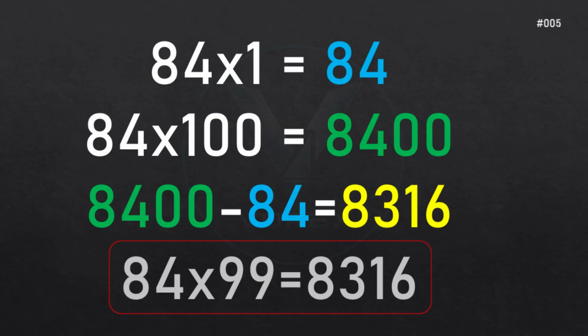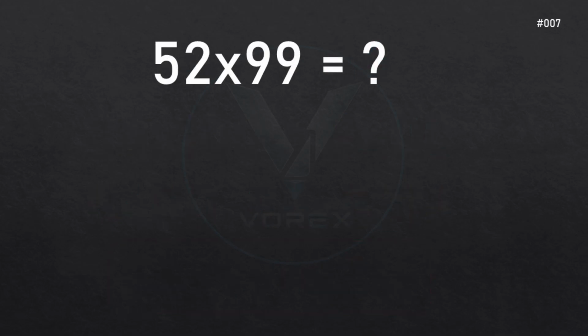8,400 minus 84 equals 8,316. So, 84 times 99 equals 8,316. Let's try one more example.